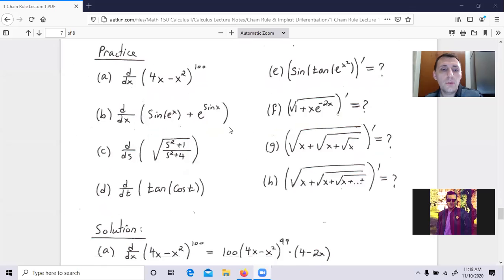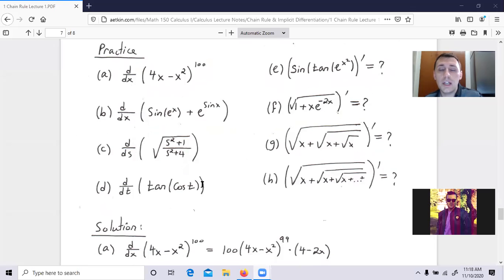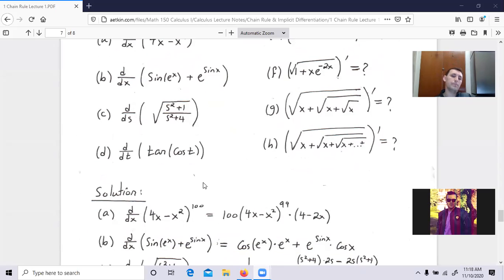Okay, now we are at D, guys. Can you take the derivative of tangent of cosine of t with respect to t? Okay, Kirill, you're fast. You just made one mistake. First of all, it's in terms of t, but let's ignore that. You mean secant squared of cosine, not secant squared x.